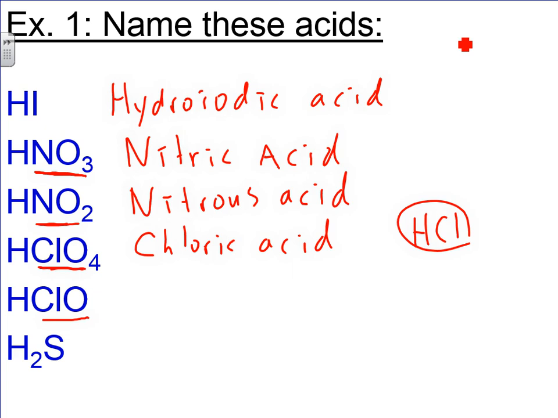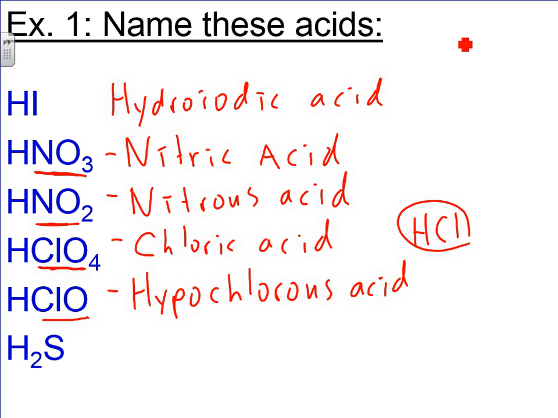So this would be hypochlorous acid. Hypochlorous acid. And notice no hydros for any of these. These are oxyacids. And then we're down to H2S, which then is back to the binary acid. So we'll call this hydrosulfuric acid.